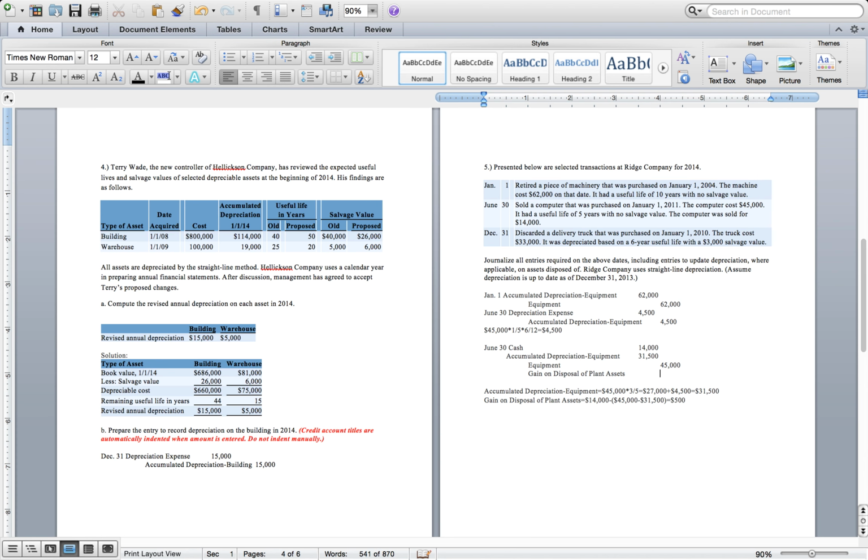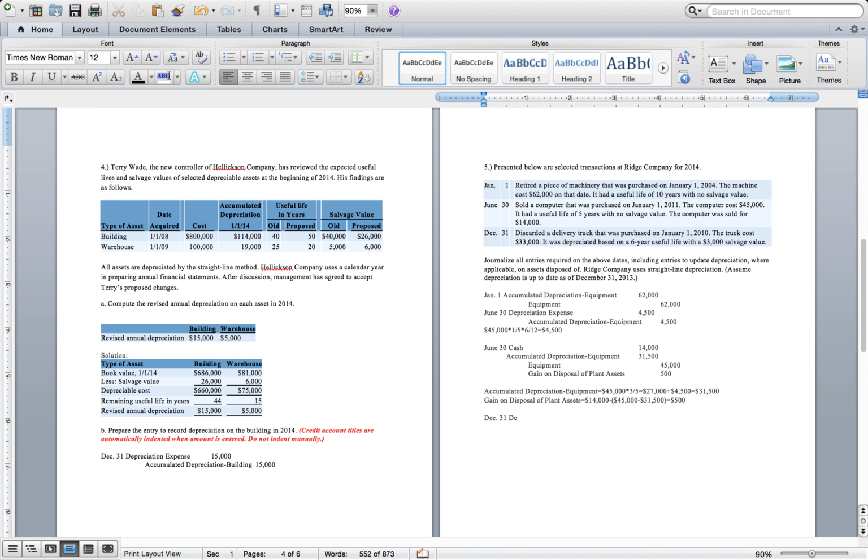Okay. So that would be $500. Now, if it was a loss, I would debit it. Okay. Continue on now. At December 31. Since you discarded the truck purchased on January 1st, 2010, the truck cost $33,000, display 6 year useful life, $3,000 salvage value.